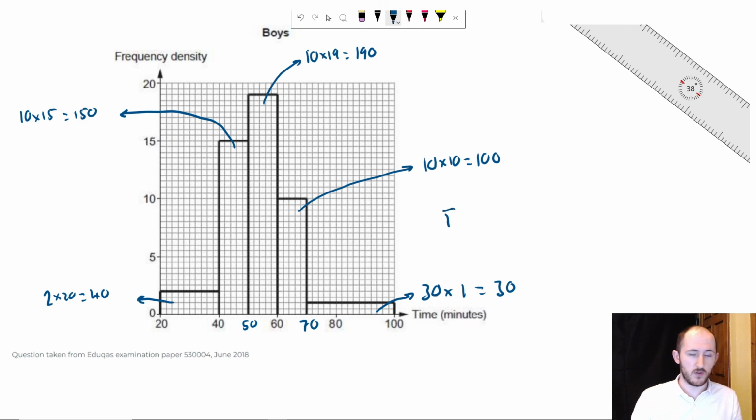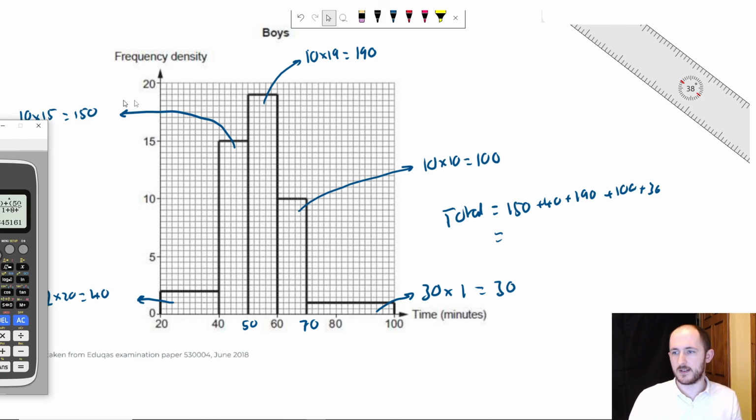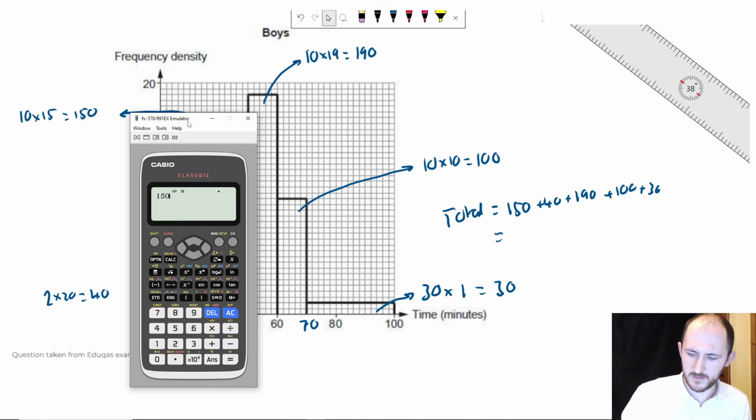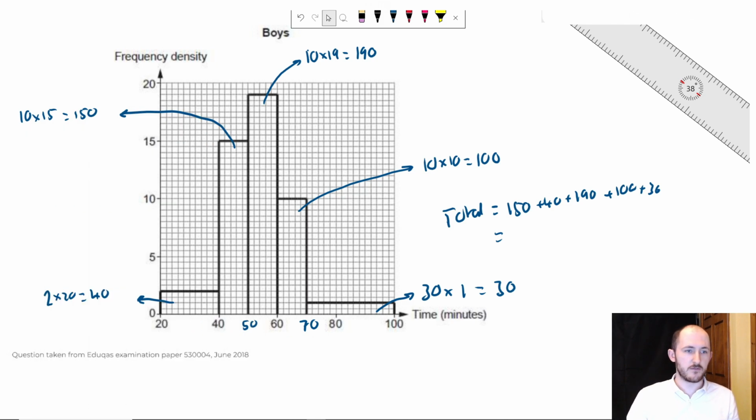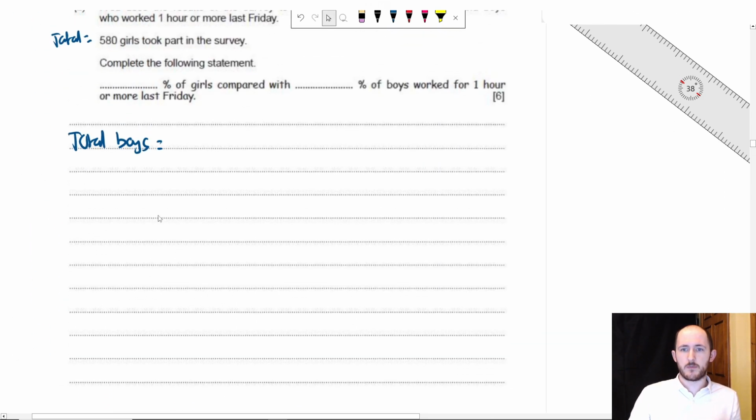So in total, all we're doing is adding all of those numbers up. So 150 plus 40 plus 190 plus 100 plus 30. Let's quickly use a calculator, because I really don't want to do this in my head. So 150 plus 40 plus 190 plus 100 plus 30 gives me 510. So it's 510 boys that take part. The total number of boys is 510.